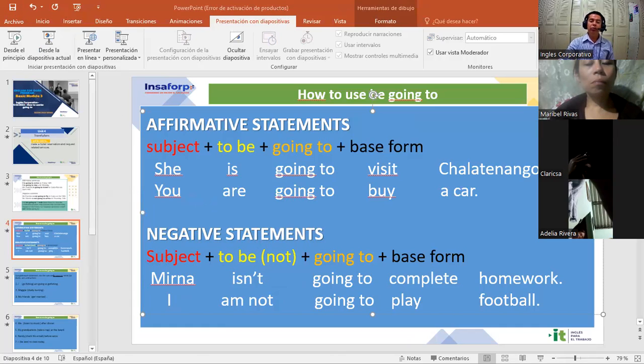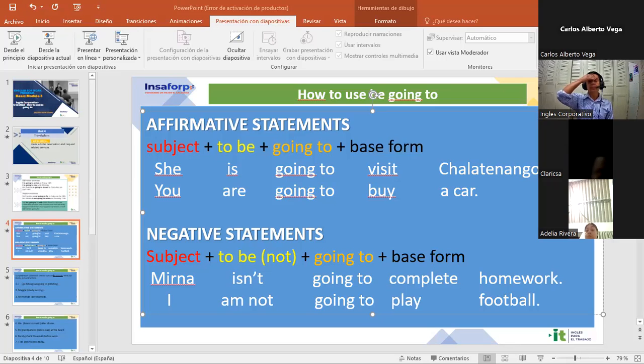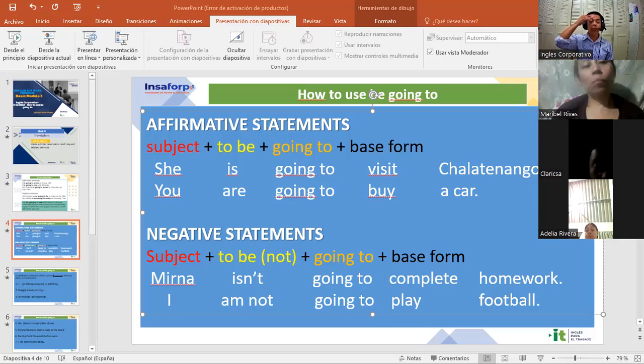I am not going to play football. Or you can say, I'm not going to play. But again, look at the structure: the subject, the verb to be, going to, and the base form of the verb, right? Okay, good. Any question? Any question? Yes, Mr. Vega, any question?